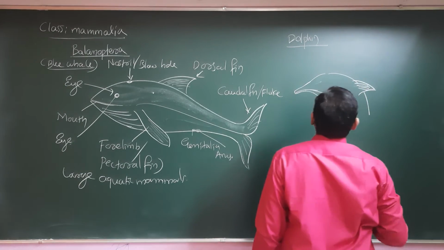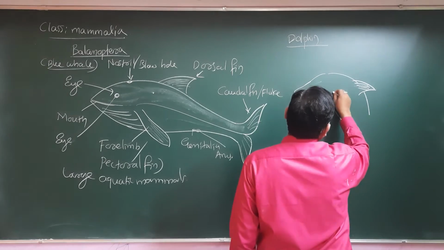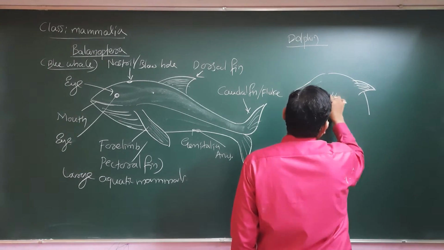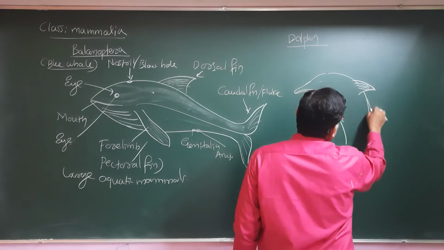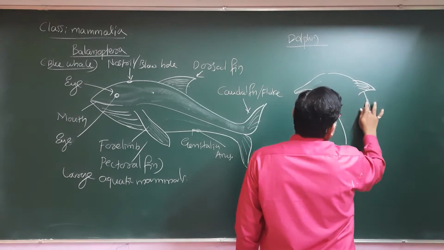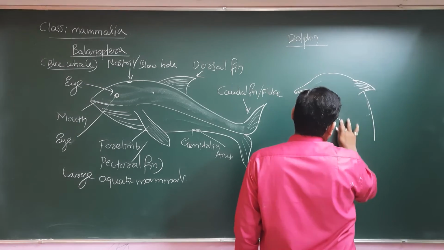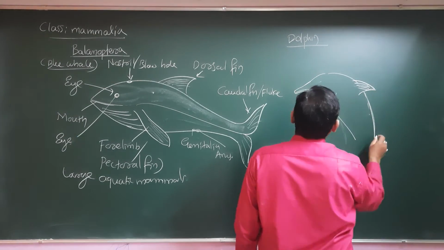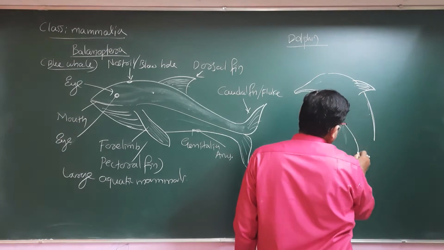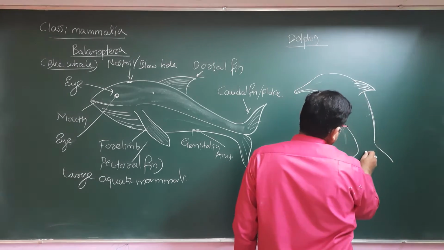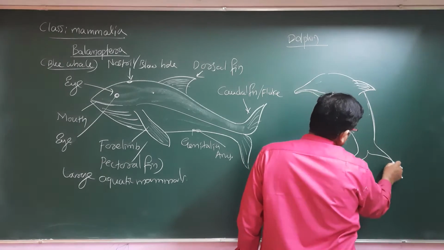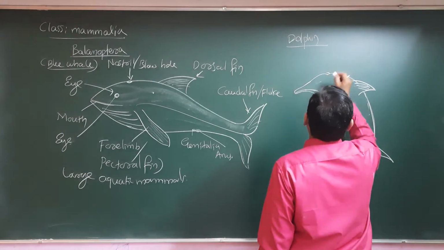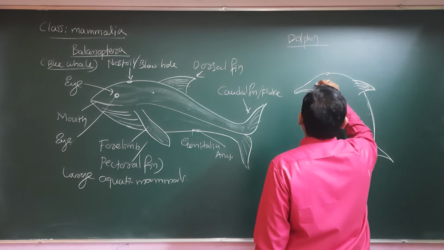Dolphins have a dorsal fin, and they also exhibit the presence of their pectoral fins. Dolphins as such are the most intelligent mammals. Mainly they can be trained well, and dolphins also exhibit the presence of the fluke. Here we can find that they have the blowhole.